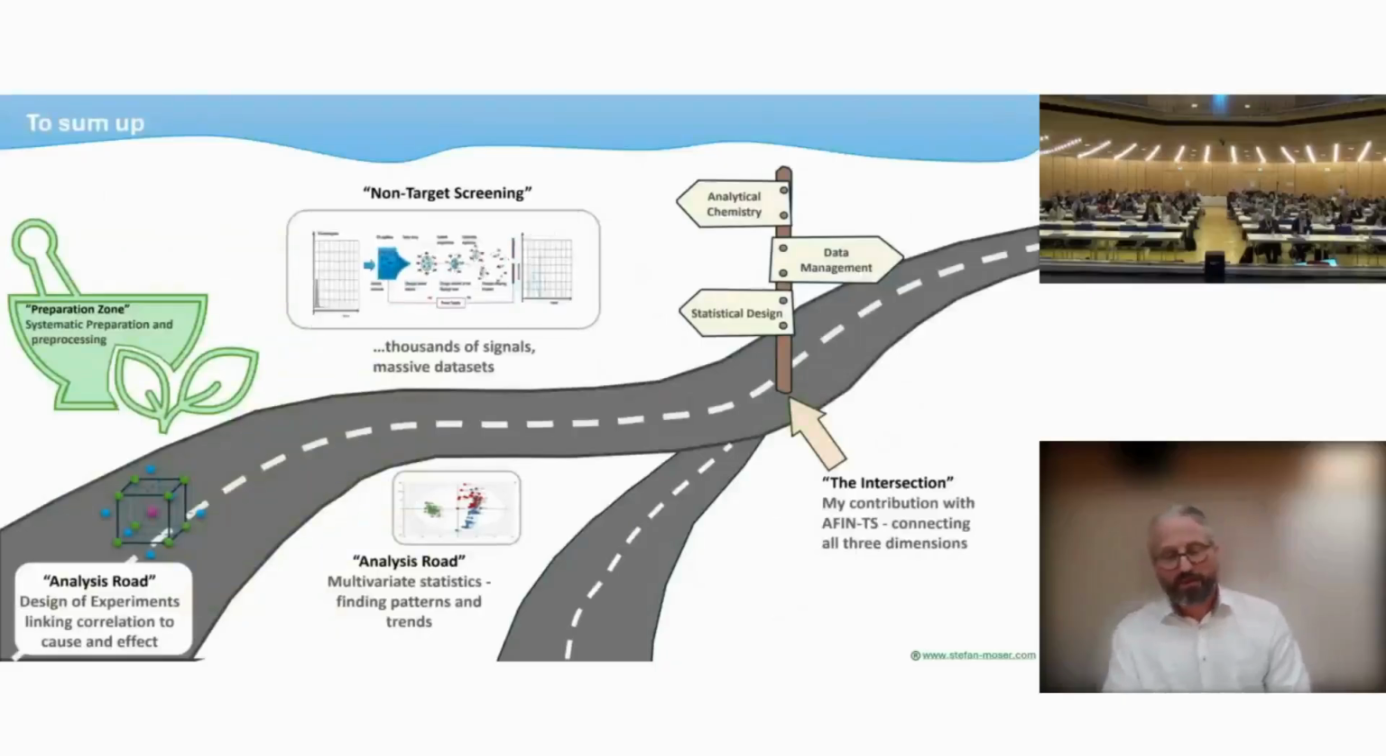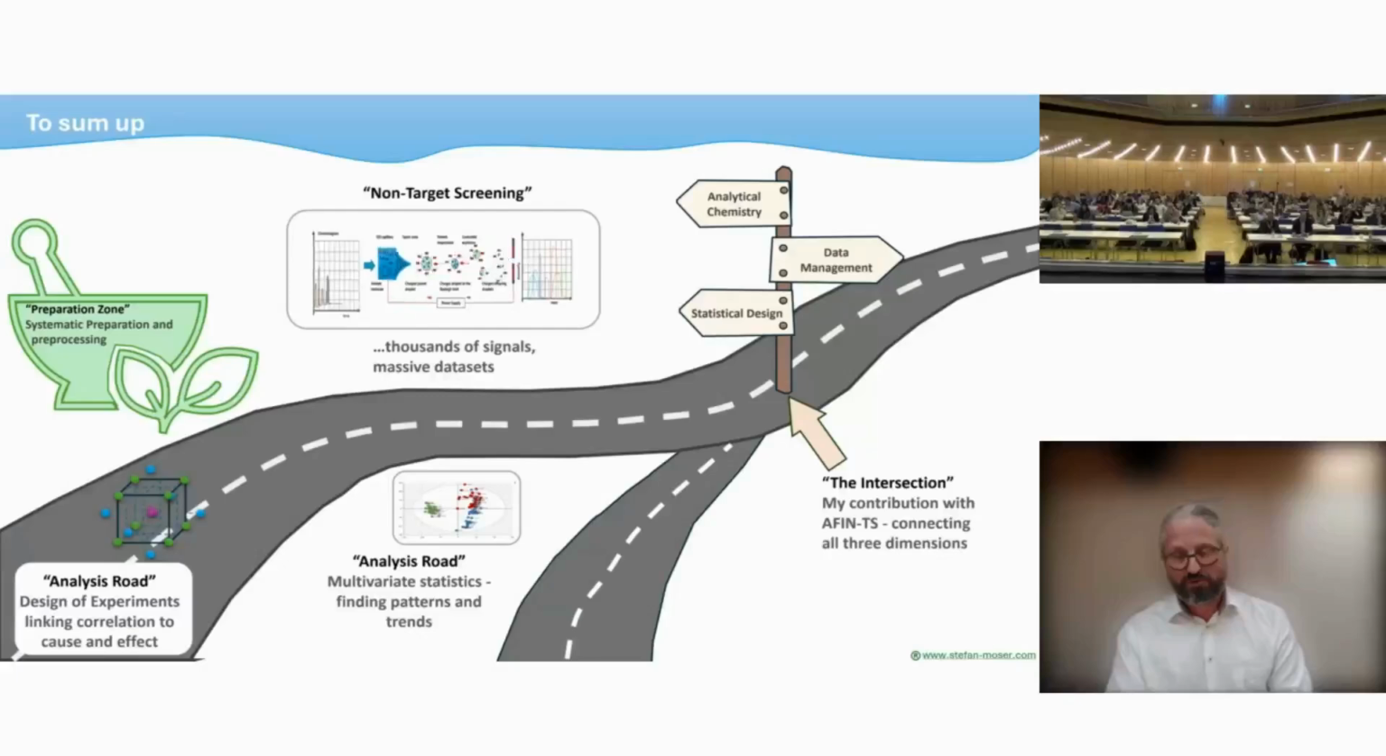To sum up, non-target screening produces massive and complex datasets. Through systematic preparation and well-planned experiments, we can make these datasets both manageable and meaningful. Multivariate statistics help us discover patterns, trends, and clusters. Experimental design helps us to understand their causes.